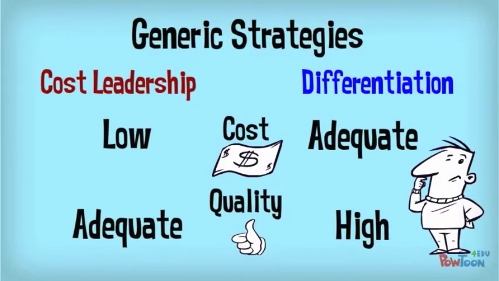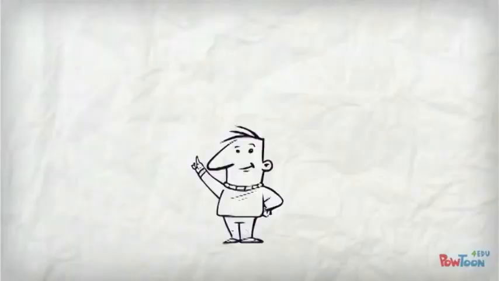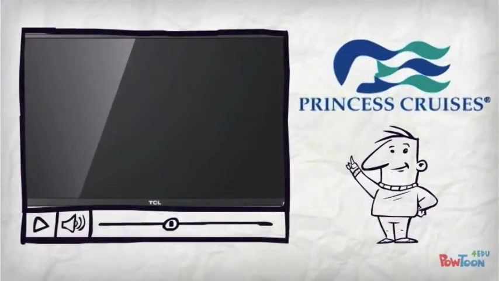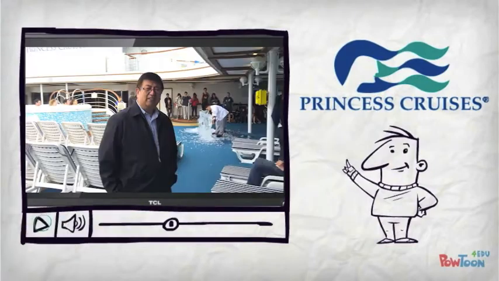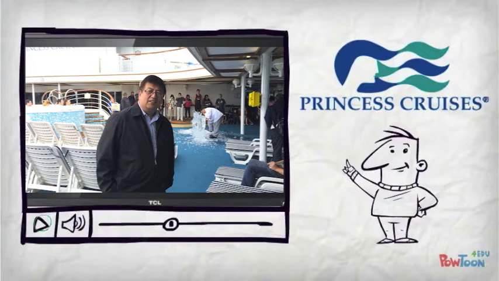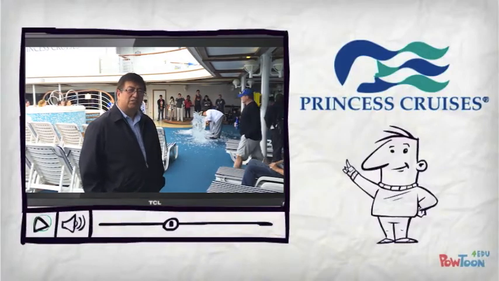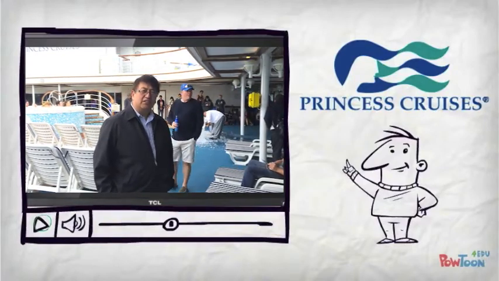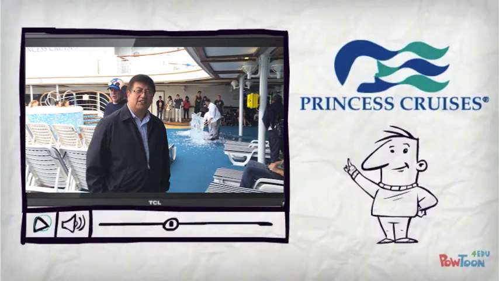Why adequate cost and not high cost? Because the profit motive requires cost control. The company we will look into is Princess Cruises, and their product is cruising. Hi, we're here to find out if Princess Cruises uses a cost leadership or differentiation strategy.